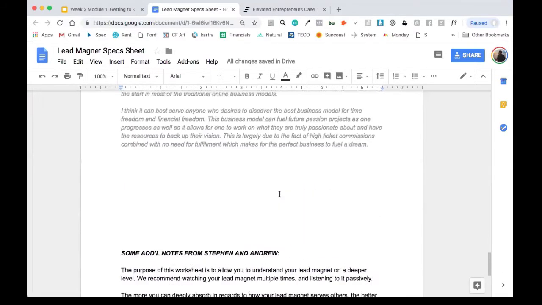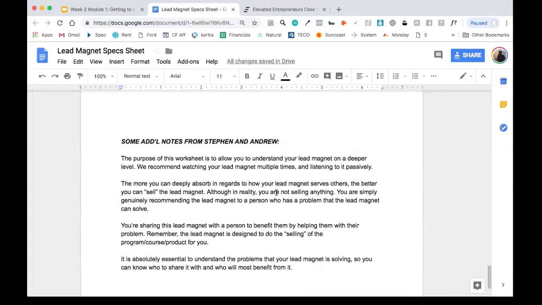Some additional notes: the purpose of the worksheet is really solely to allow you to understand your lead magnet deeply. So we recommend watching your lead magnet multiple times, listening to it passively or reading it when you get a chance, or going through it a lot, because the more you can deeply absorb how your lead magnet serves others, the better you can sell the lead magnet. Although in reality, you're not selling anything.